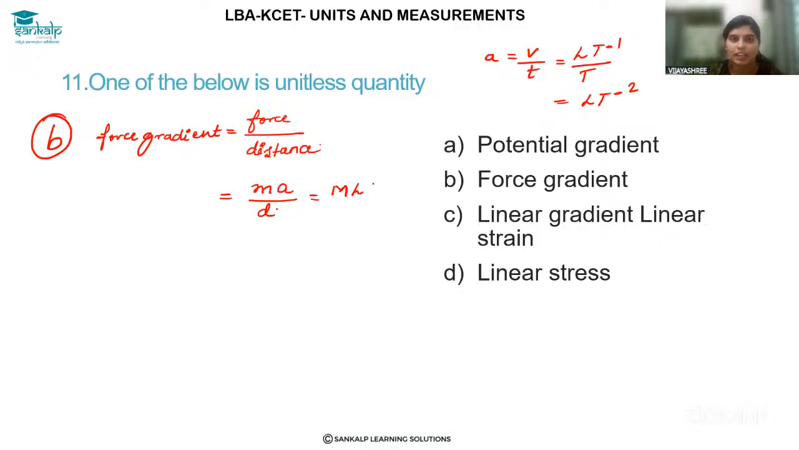Acceleration is L T raised to minus 2 divided by L, which is equal to M T raised to minus 2. Force gradient has the dimension M T raised to minus 1. It has a unit; force gradient is not a unitless quantity. So option A and option B can be eliminated.